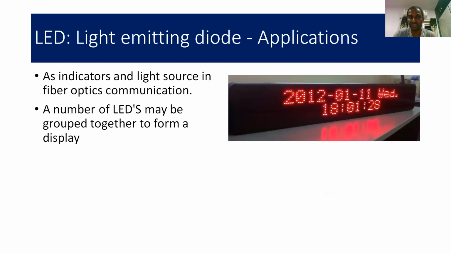And where are we going to use these LEDs? In our daily life, we have so many applications with LEDs. Out of those, the very important and daily applications are that they are used as indicators and as a light source in fiber optical communication systems. A number of LEDs may be grouped together to form a display. And another important routine application is that LEDs are used as traffic signals.